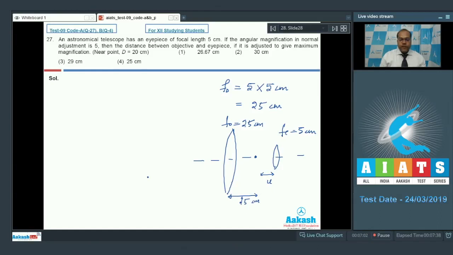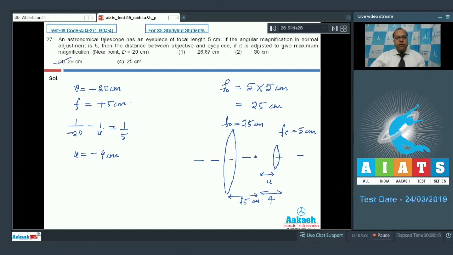Then for the eyepiece, we can say that v is equal to minus 20 cm, f is equal to plus 5 cm. If I apply the lens formula, 1 upon v minus 1 by u is equal to 1 by f. Solving this, the value of u comes out to be minus 4 cm. So we can say that this is 4. So the separation between objective lens and eyepiece is 29 cm. So option 3 is the correct answer. Let's move to question number 28.